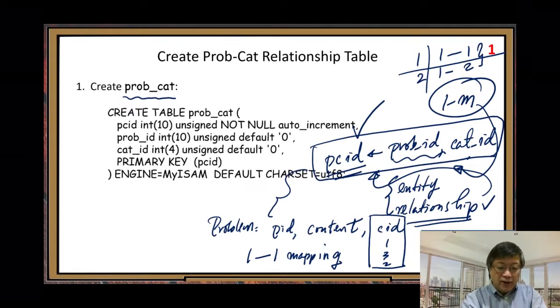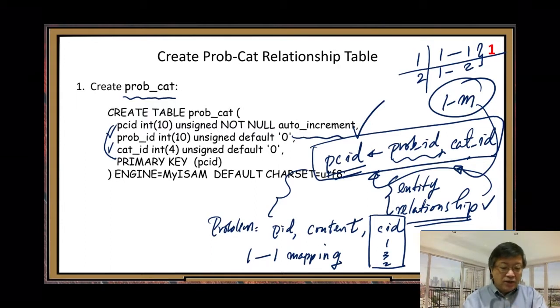All right. So here is the definition of the table. You can see the PCID, that's the primary key. It is internal, externally we do not need to show it. It is auto increment, so we do not need to assign any value to it. The DBMS can generate its value automatically. Then problem ID and cat ID, default 0, but we need to provide these two values when we create a new item, a new relationship.